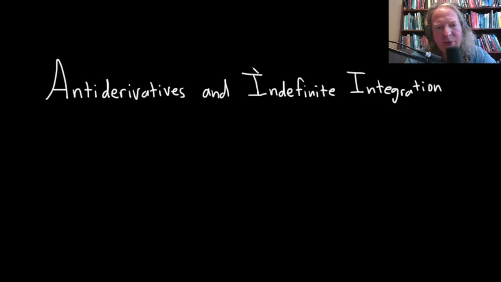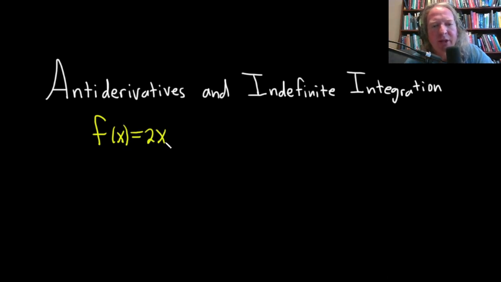Hello, in this lecture, we're going to be discussing antiderivatives and indefinite integration. Let's start with a simple example. Let's say we have f of x equals 2x. So a question we might ask is, what is a function whose derivative is 2x?